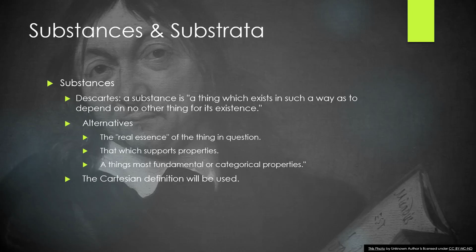Some philosophers take substance to be the real essence of the thing in question. Others take it to be that which supports properties, which is typically what's taken to be a substrata. Alternatively, as a third alternative, it could be a thing's most fundamental or categorical properties. And I'll go with the Cartesian definition just because we need a term to talk about that type of thing, and substance is as good as any. Other philosophers, of course, can disagree, and we can use different terms, but for the sake of being able to talk about it, I'll define substance that way.